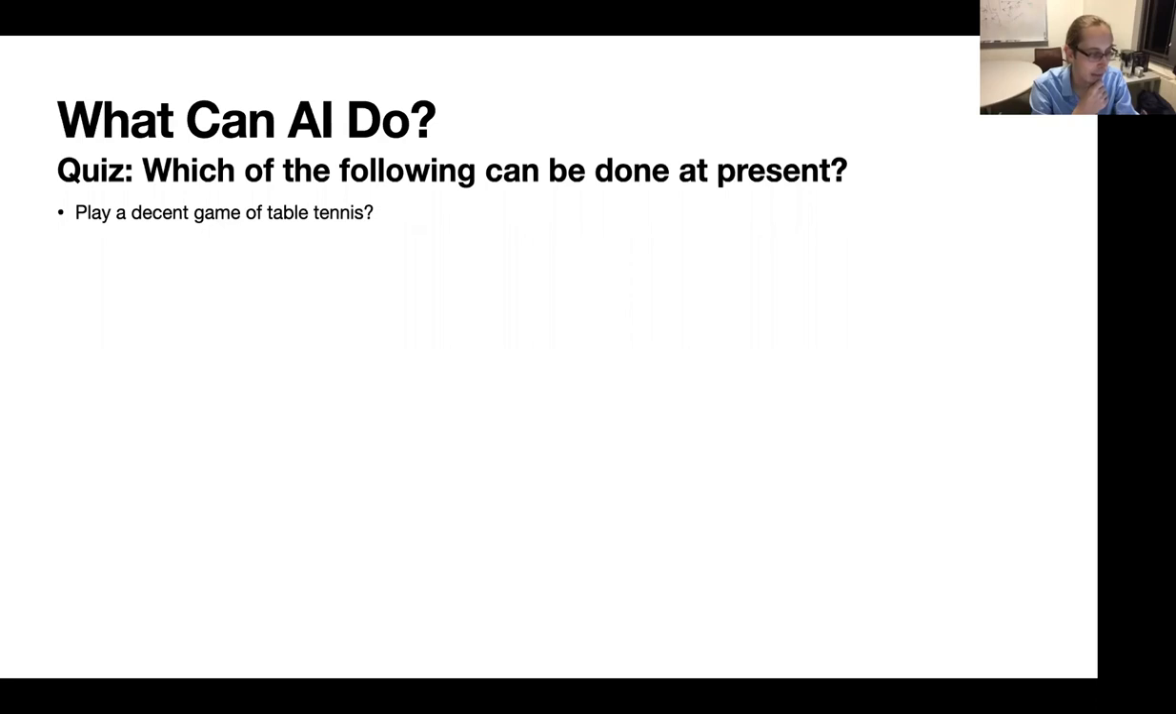What do you think? Do you think yes or no? I see mostly yeses. So the answer is yes. Right now we have robots that can play a decent game of table tennis. Actually, what about this: can an AI drive safely along a curvy mountain road? Yes or no?